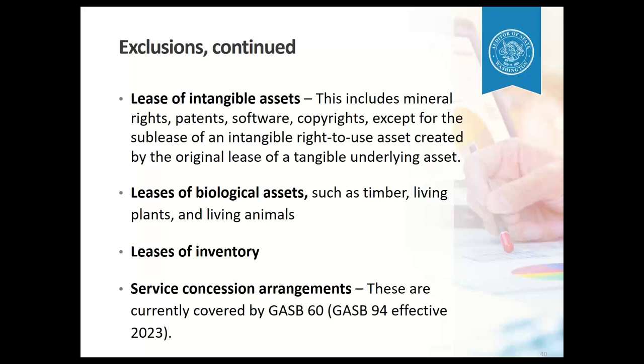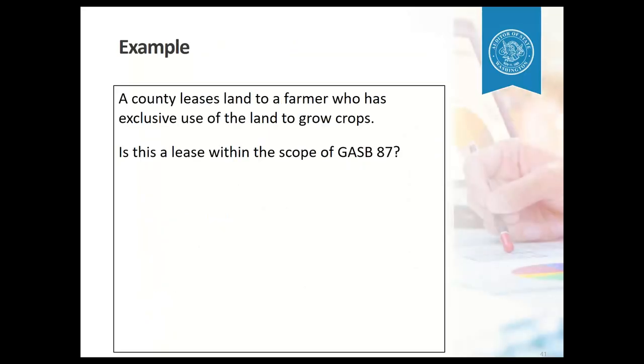I think we have another example here, right? Okay, a county leases land to a farmer who has exclusive use of the land to grow crops. So is this one a lease within the scope of GASB 87?